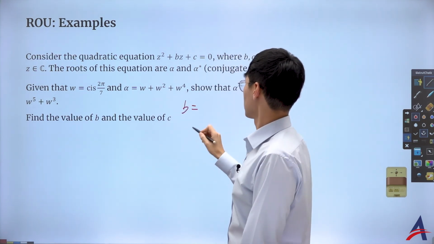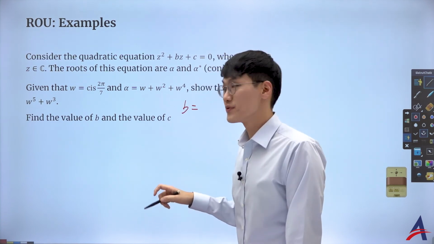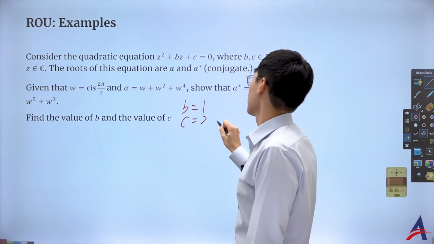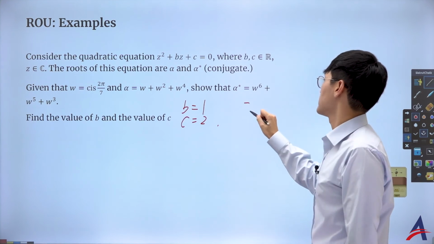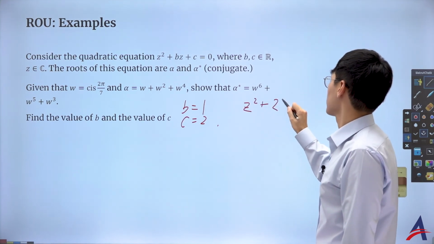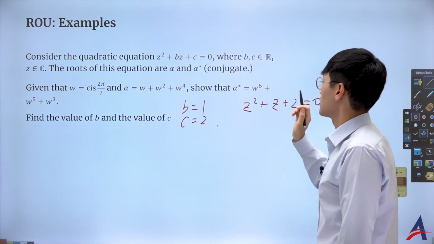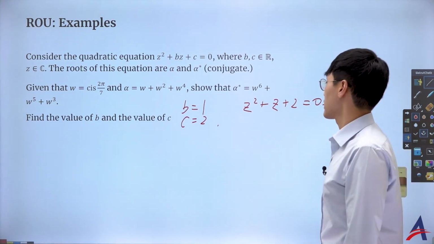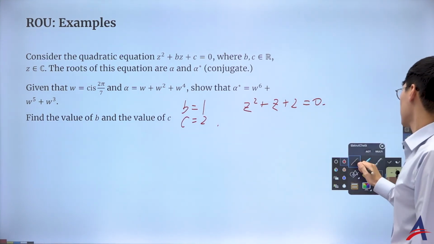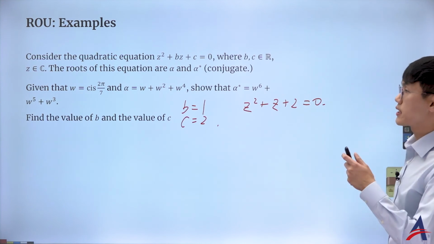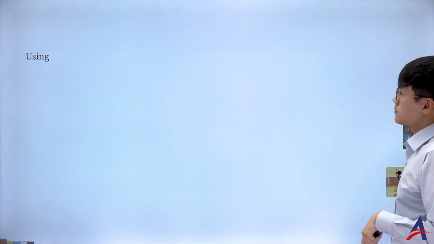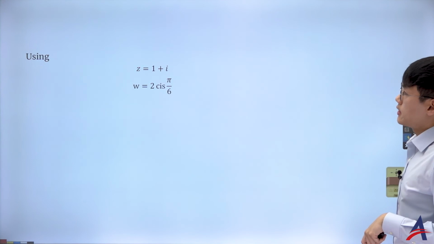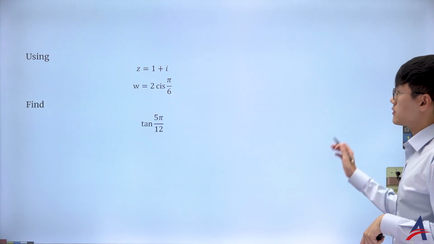So B is, what was B? B was 1, C was 2. So that's great. So my complex equation would be z squared plus z plus 2 is equal to 0. Obviously, the discriminant is negative, so I know it's not going to have real roots, but 2 distinct complex roots. Okay? Don't worry about that. We already sort of solved that problem, so that's okay.